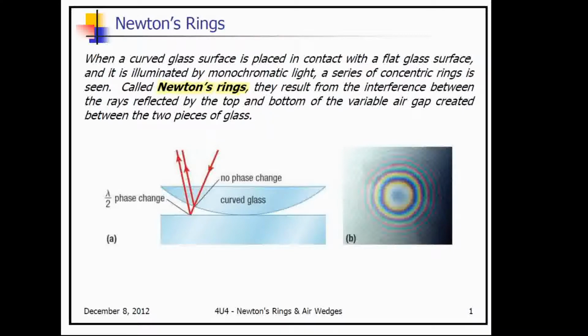So you can see in image A there's a small little air gap near where the curve of the glass is and where the point of contact is between the curved glass and the flat glass. So at that point, we start having slight phase differences that end up dispersing the light, and basically it creates this pattern that you see in B.